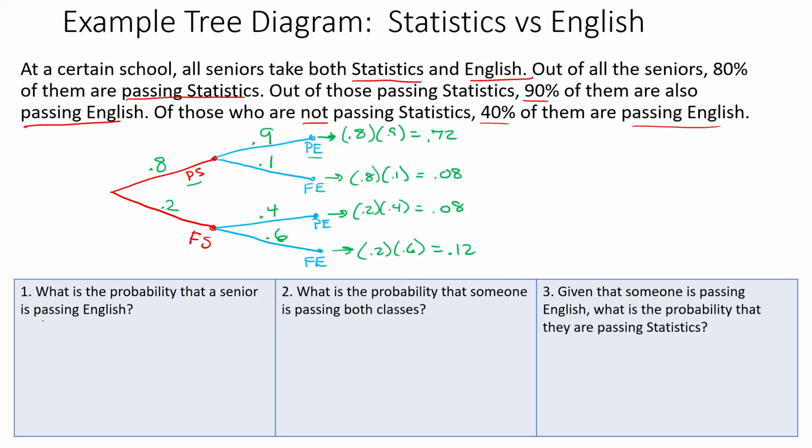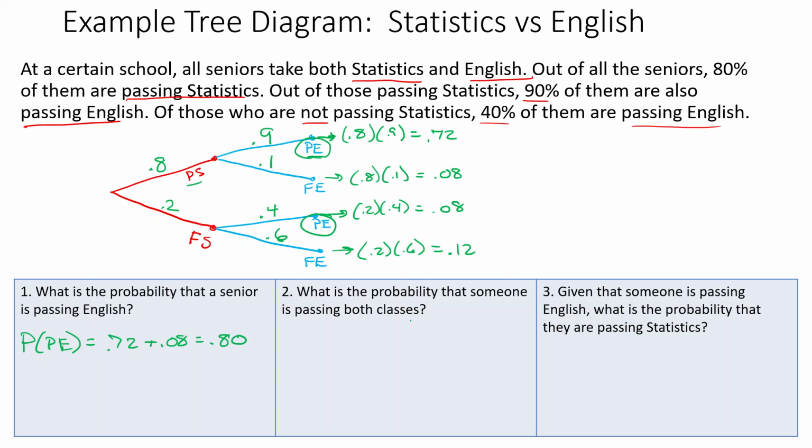What is the probability that a senior is passing English? So we want to know what's the probability that we are passing, not statistics, English. All right, so passing English is here and here. So we're just going to add those two together. 0.72 plus 0.08, 0.8, or 0.80.